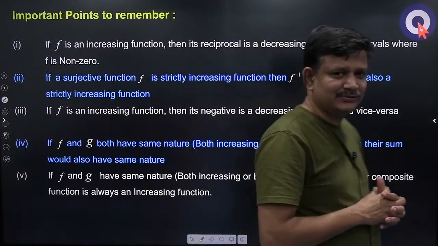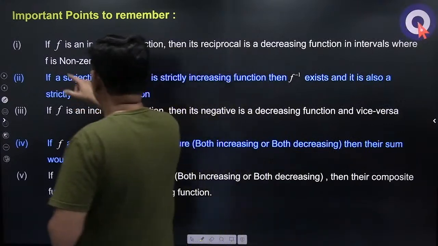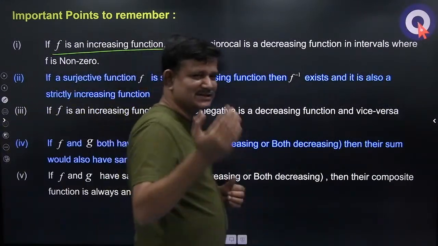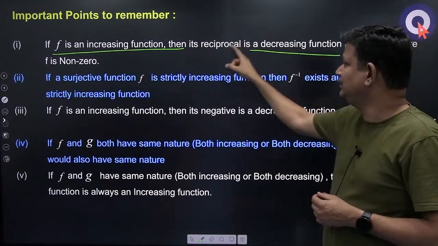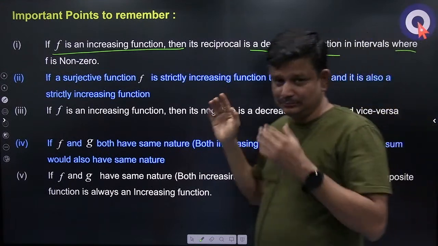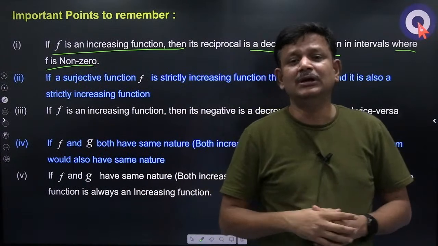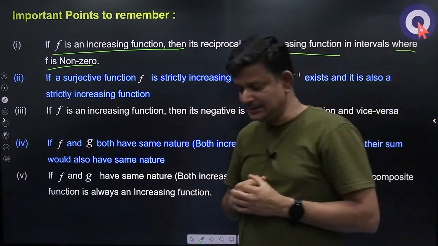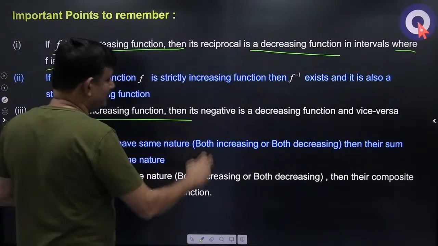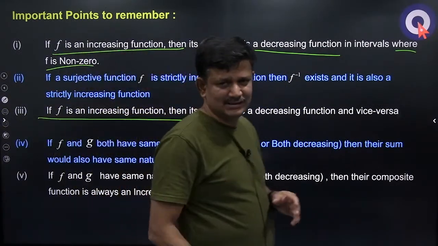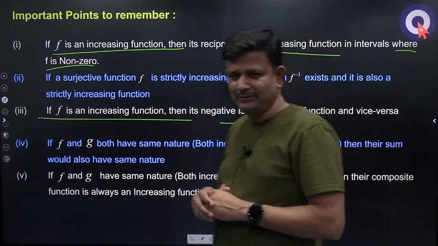Next, some basic properties of monotonicity. Monotonicity is a very important part. If f of x is an increasing function, then its reciprocal is a decreasing function in the intervals where f is non-zero, that is, f is either entirely positive or entirely negative. If f is increasing, 1 by f will be decreasing. Next important property: if f of x is increasing and you put a minus sign, then it is a decreasing function, and the composition will be a decreasing function.